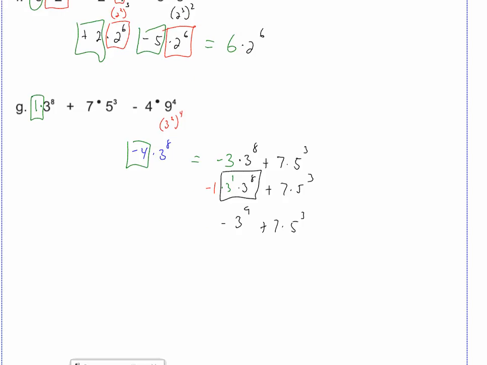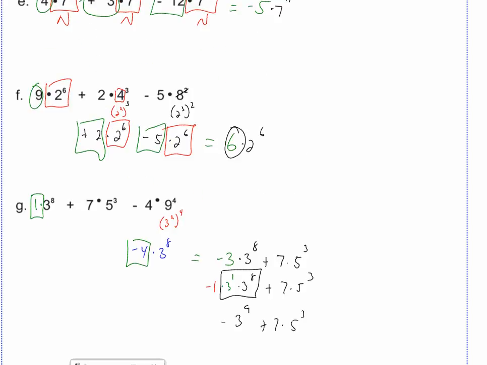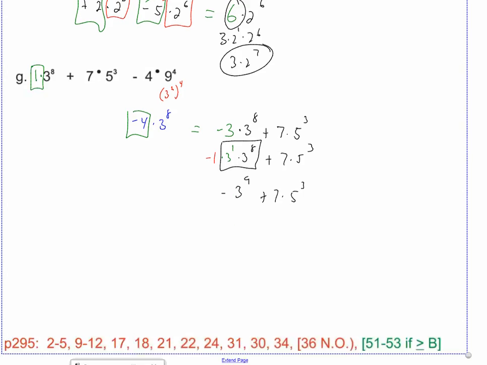And I really could fool with the 2 that's part of this 6 if I wanted to, and make it 3 times 2 times 2 to the 6th, and really end up with 3 times 2 to the 7th. That's actually better. See how we're kind of playing with the exponent rules? All right, takes a little practice. So practice tonight, Josh.